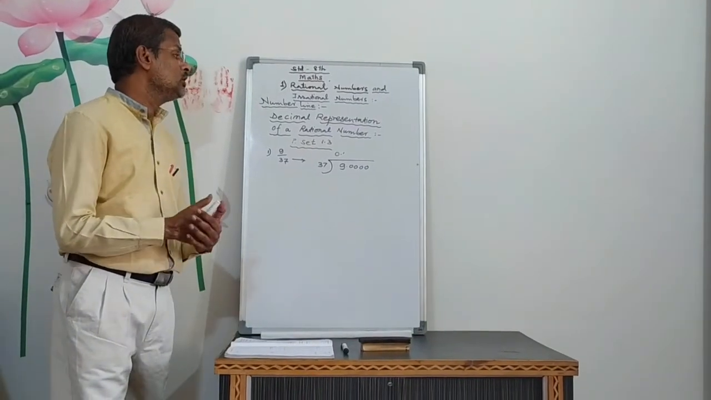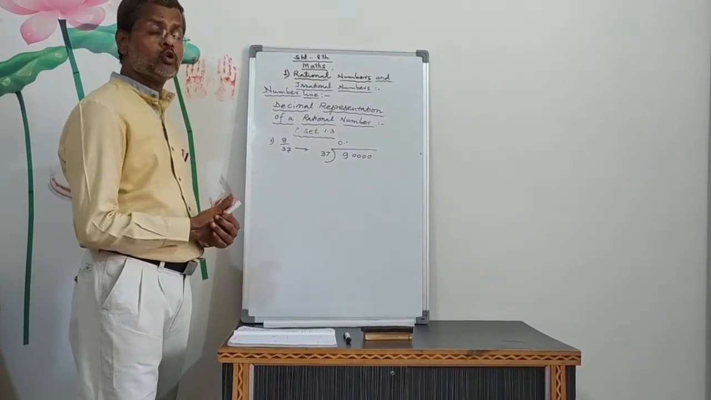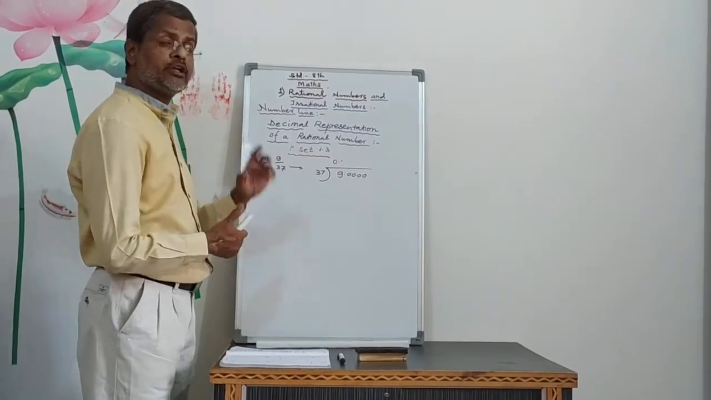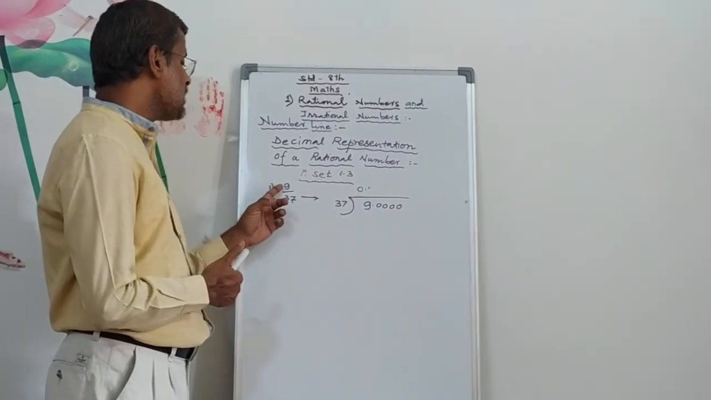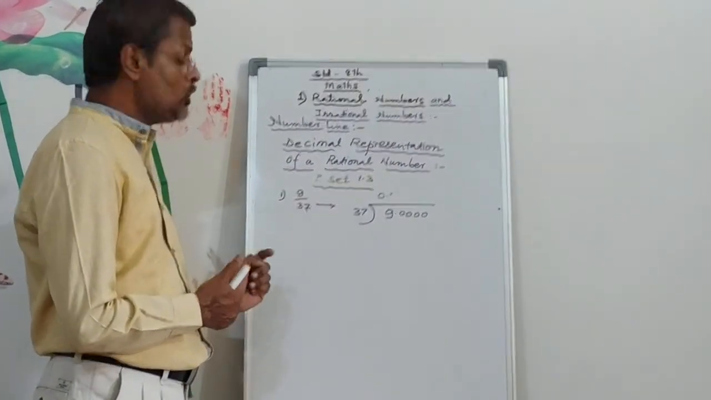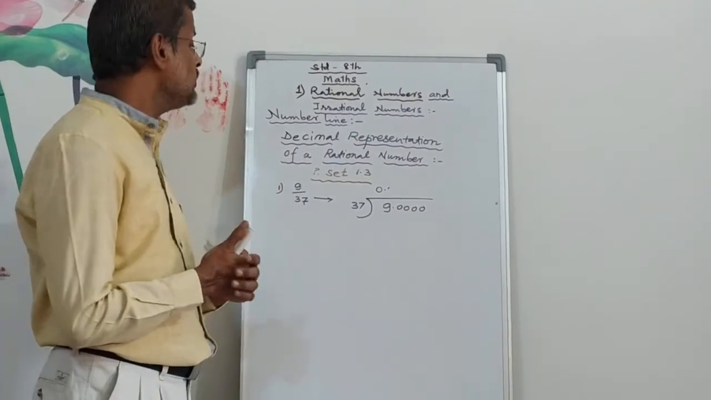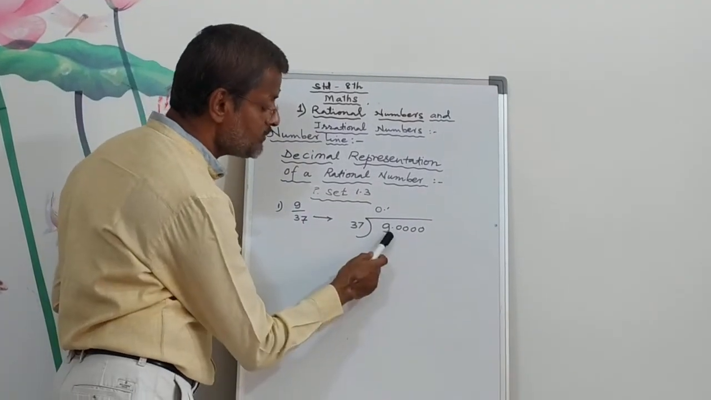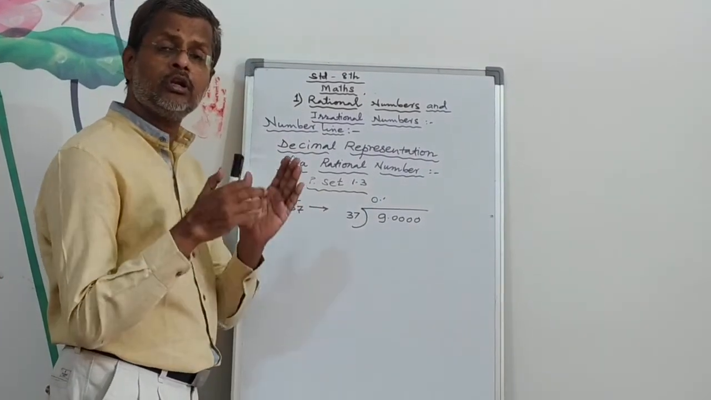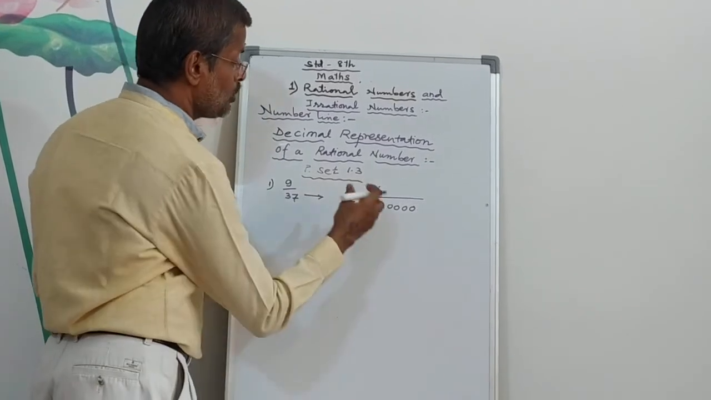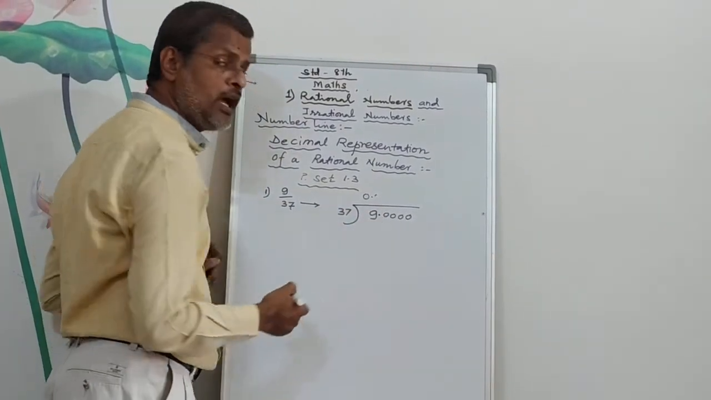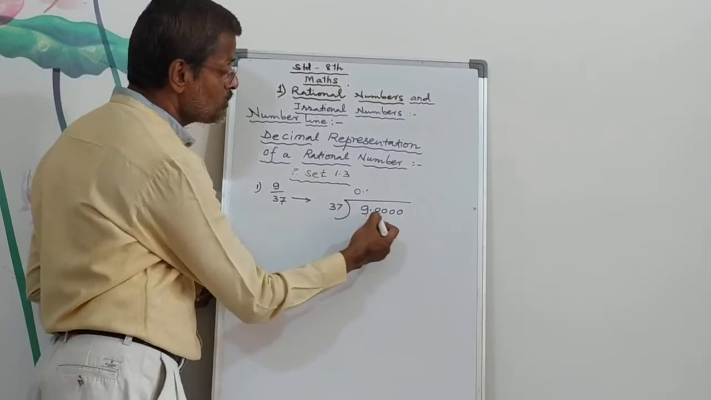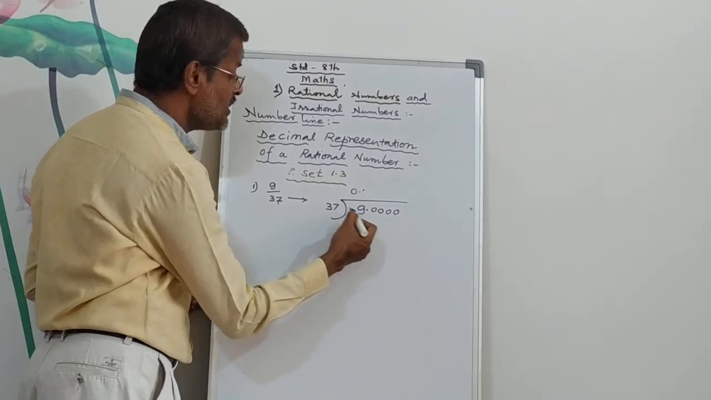Let us learn the decimal representation of a rational number. Problem set 1.3, we'll try one example, that is 9 upon 37. We have to represent 9 upon 37 in decimal form. So here 9 is divided by 37 by the traditional division method. After 9 I have taken 4 zeros. 9 cannot be divided by 37, so I'll consider it as 90.